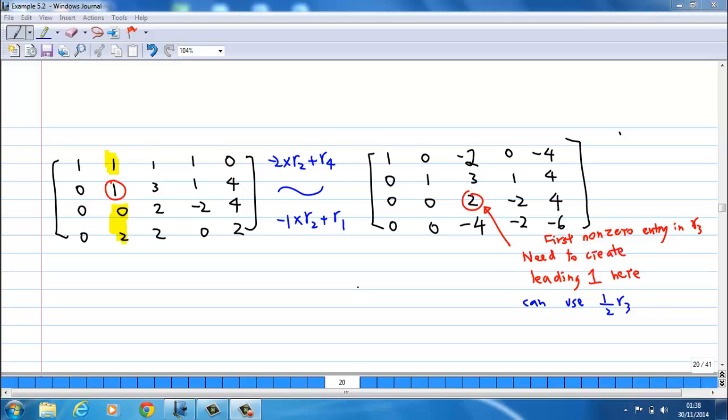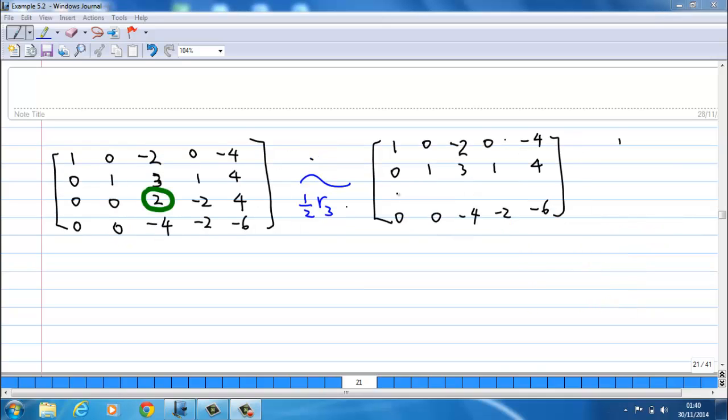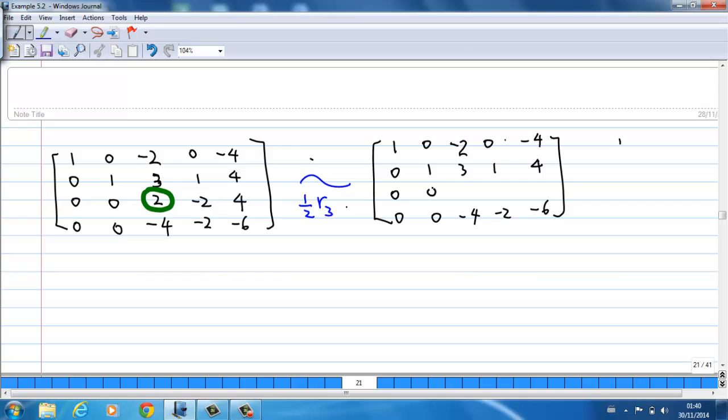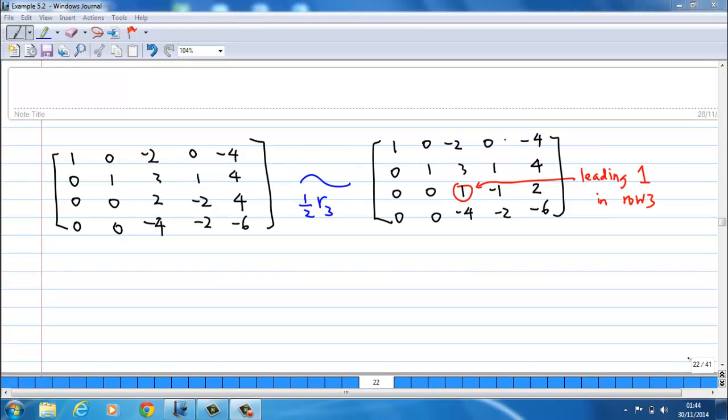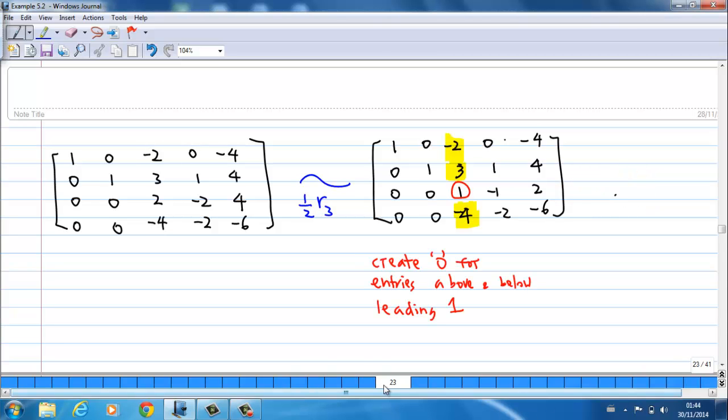Next, we will work on the third row. Now the first non-zero entry is a 2. We need to create a leading one here. We can use third row times half. So, after multiplying the third row by half, the new third row becomes 0, 0, 1, negative 1, 2. Now that we have a leading one in row 3, we must create 0 for entries above and below the leading one.